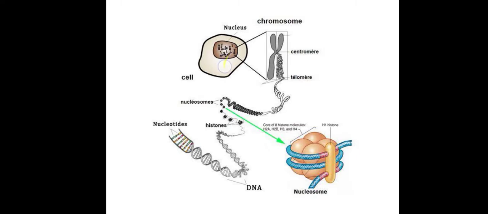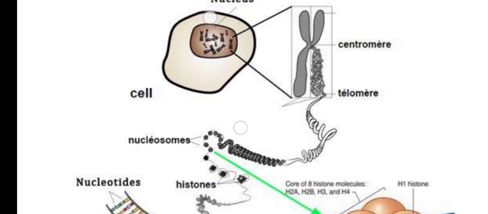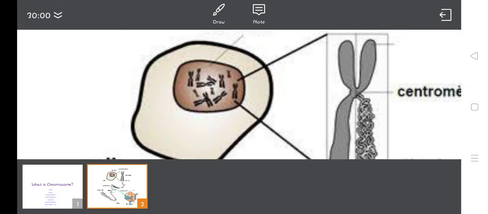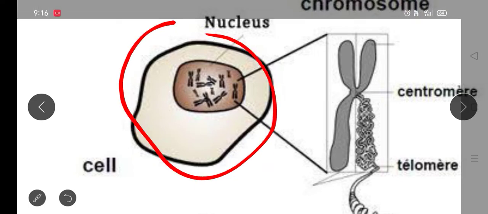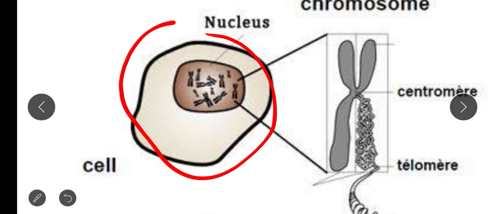First of all, any eukaryotic cell contains 23 pairs of chromosomes. Here is one eukaryotic cell, which contains a nucleus, and in the nucleus there are 23 pairs of chromosomes. As we all know, every human cell has 23 pairs of chromosomes, and in these 23 pairs, 23 chromosomes come from the maternal parent and 23 chromosomes come from the paternal parent.